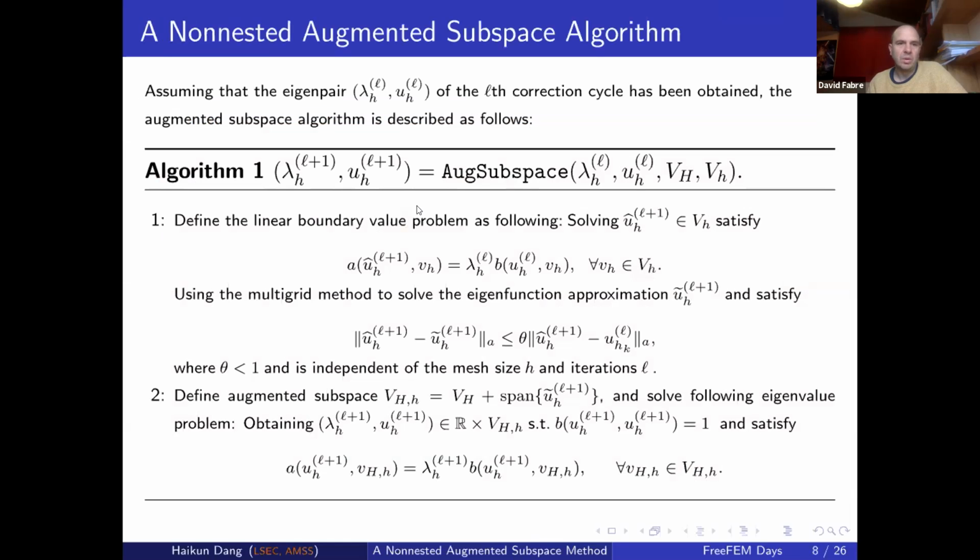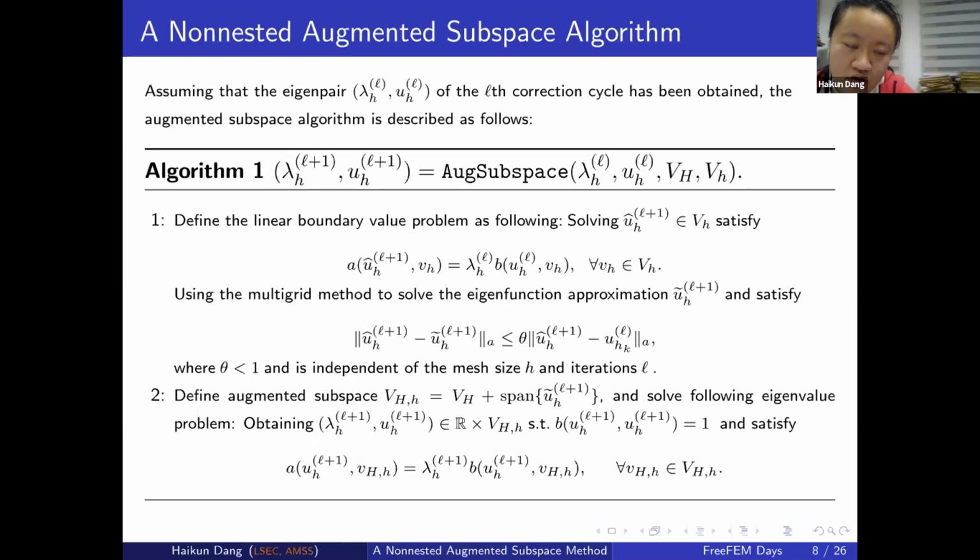Okay, here is the non-nested augmented subspace method. Assume that we have the input approximate eigenpair lambda, u, has been obtained, and the augmented subspace algorithm is described as follows. We can call this algorithm 1, a one correction step. And this one correction step contains 2 steps.